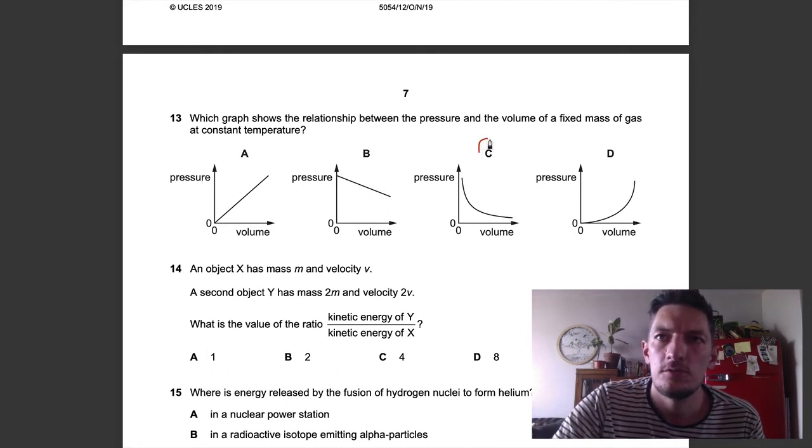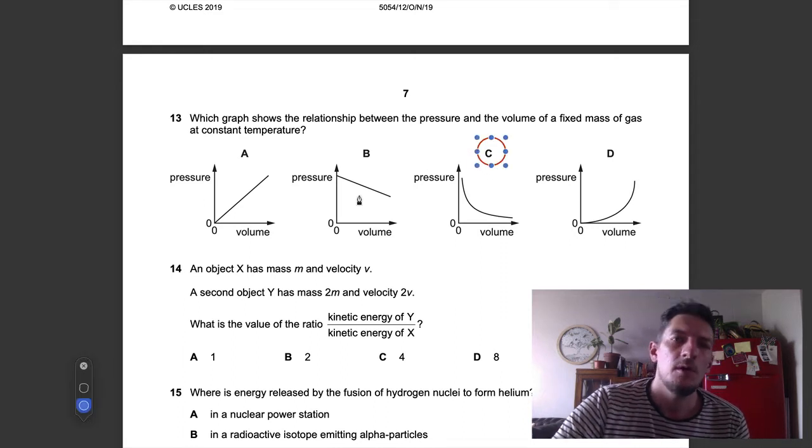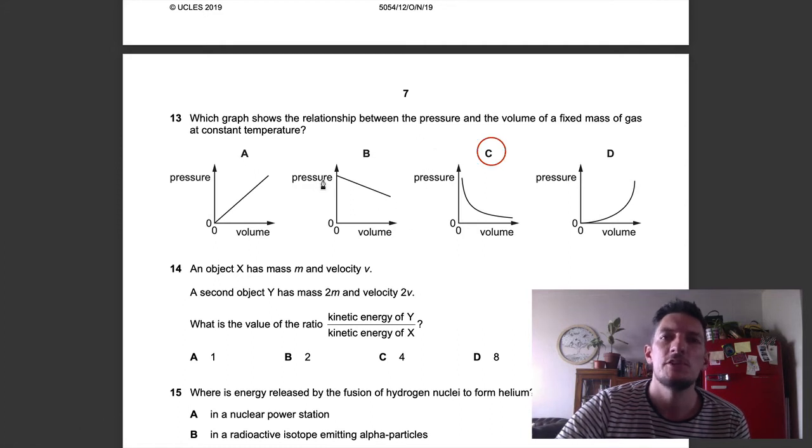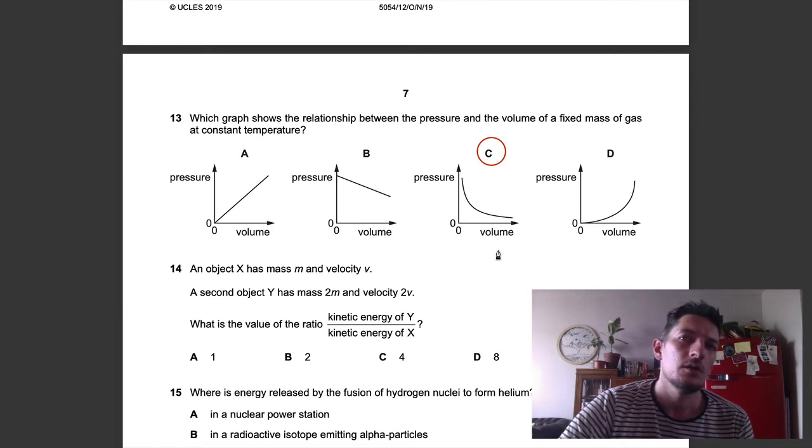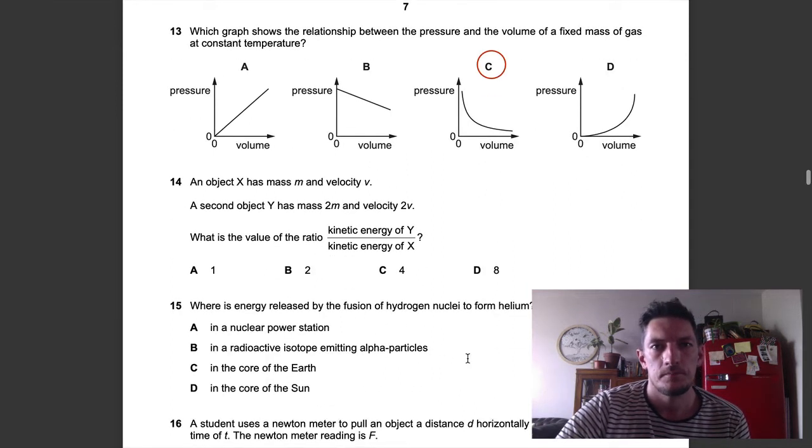And so the correct answer is C. And now B also has the pressure going down as the volume increases, but in a linear manner. When things are inversely proportional, you get a shape of a graph like this, not a linear graph. The correct answer is C. Okay.